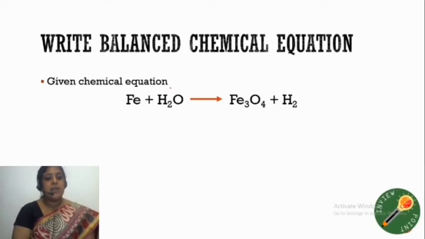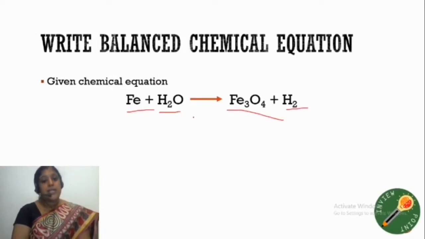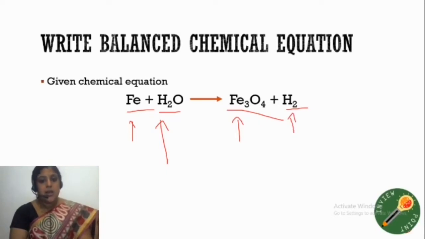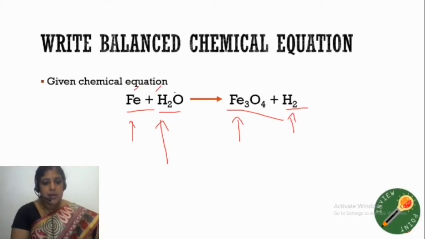Suppose the given chemical equation is Fe plus H2O gives Fe3O4 plus H2. So the reactants here are iron and water, right? Fe is iron. Iron and water are the reactants, and Fe3O4 and H2 are the products. So this is the chemical equation. What all are the elements here? It is iron, hydrogen, and oxygen, right?